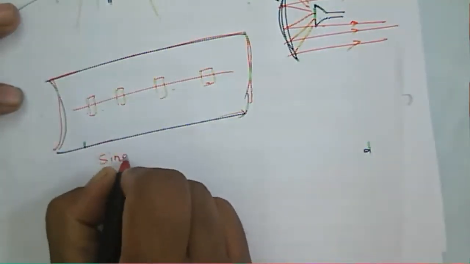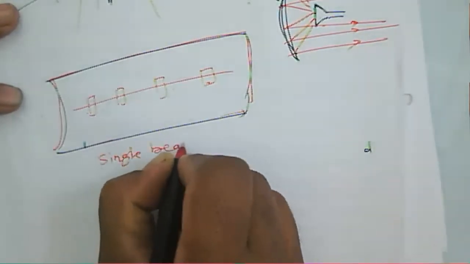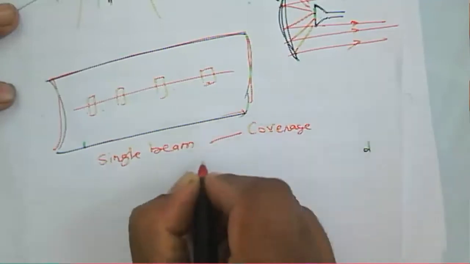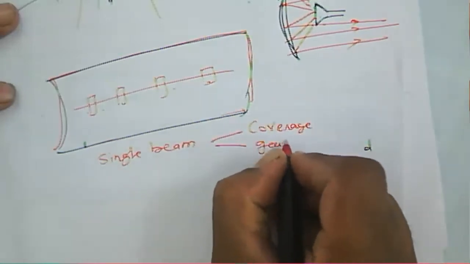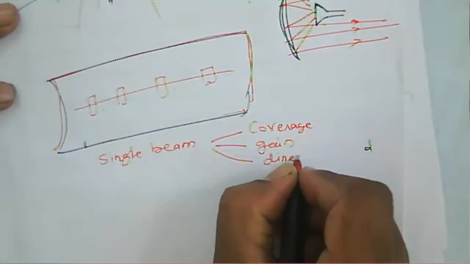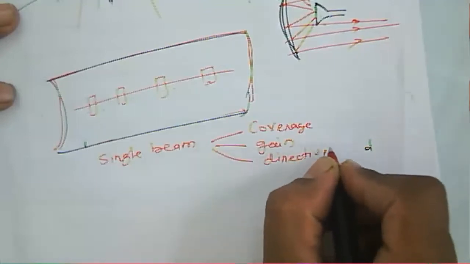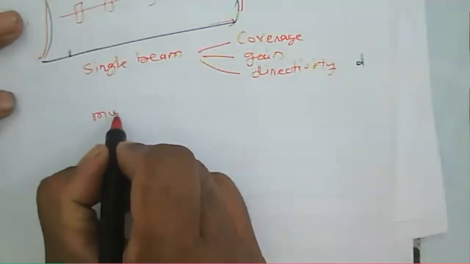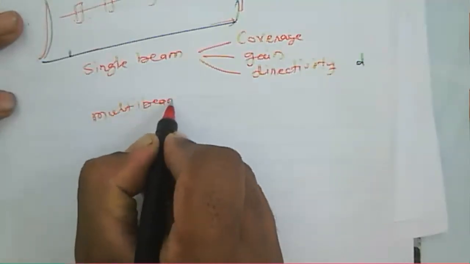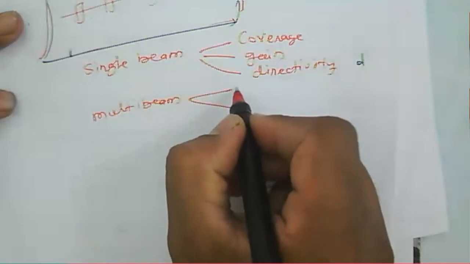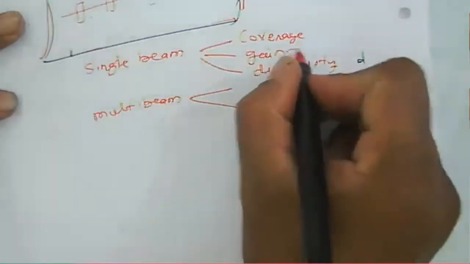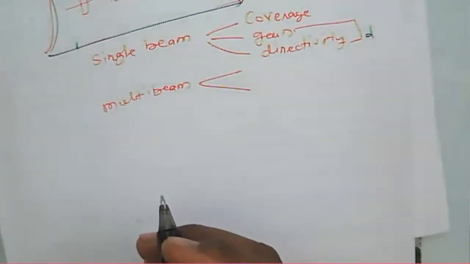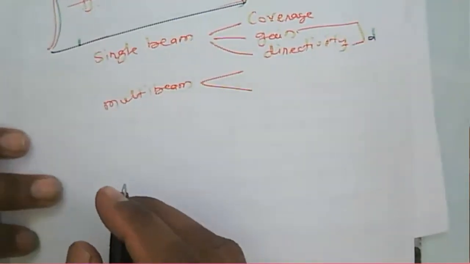If it produces a single beam, the coverage will be increased, the gain will be increased, and the directivity will be improved. But in the case of a multi-beam, the coverage will be increased, but there will be a reduction in gain and directivity.